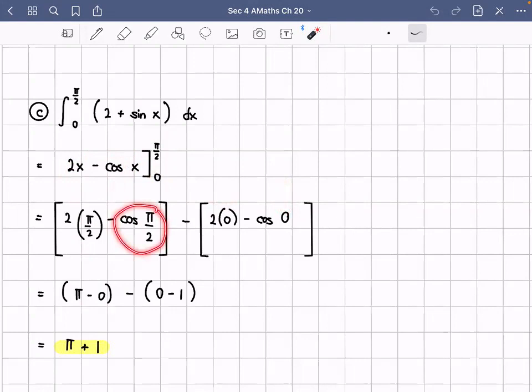Cosine of pi over 2 is 0 minus, basically this is 0, and then cosine of 0 is 1. Okay, you just plug this in your calculators, and remember it should be in radians. Okay, so simplifying this, your final answer is pi plus 1. Okay, you don't have to express this in decimals. This will do. All right, so do you have any questions, Sec 4, with example letter C?